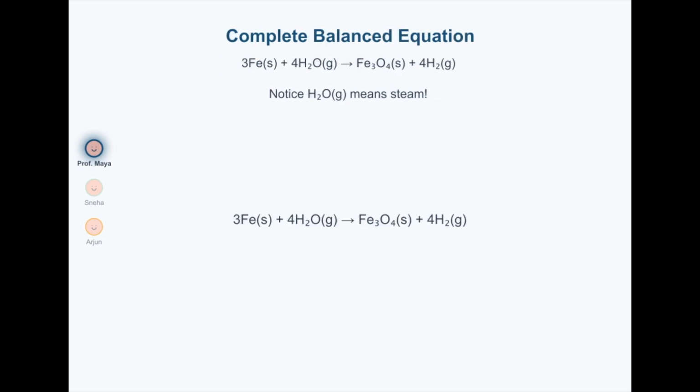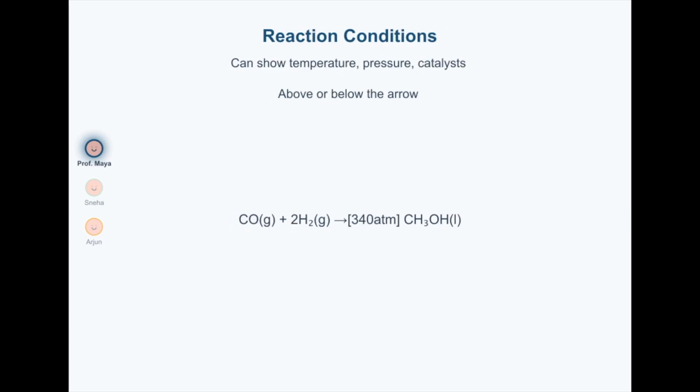Our complete balanced equation: 3Fe solid plus 4H2O gas gives Fe3O4 solid plus 4H2 gas. Notice H2O gas means water as steam. We can also show reaction conditions like temperature, pressure, or catalysts above or below the arrow, like this example showing 340 atmospheres pressure.